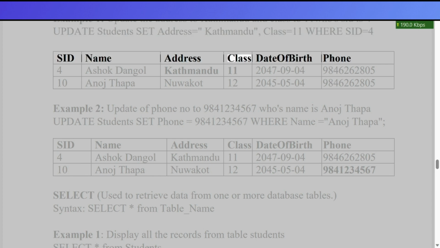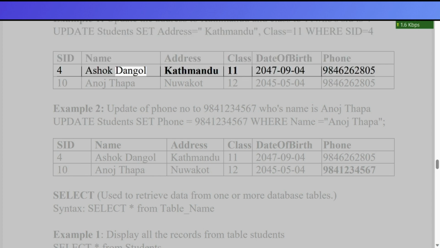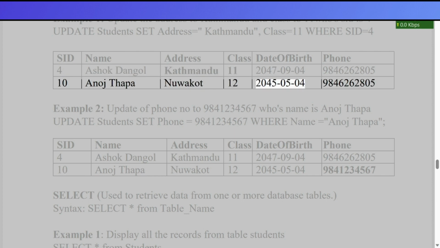Output: SID, name, address, class, date of birth, phone. 4, Ashok Dangol, Kathmandu, 11, 4th September 2047, 9846262805. 10, Anuj Thapa, Nuwakot, 12, 4th May 2045, 9846262805.